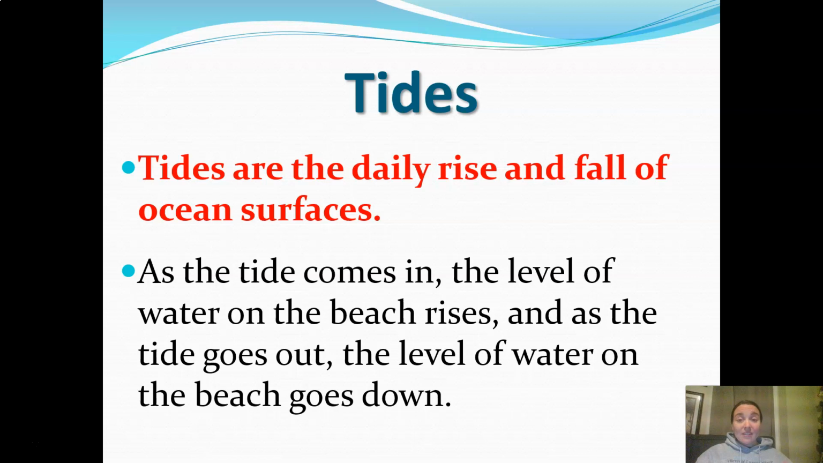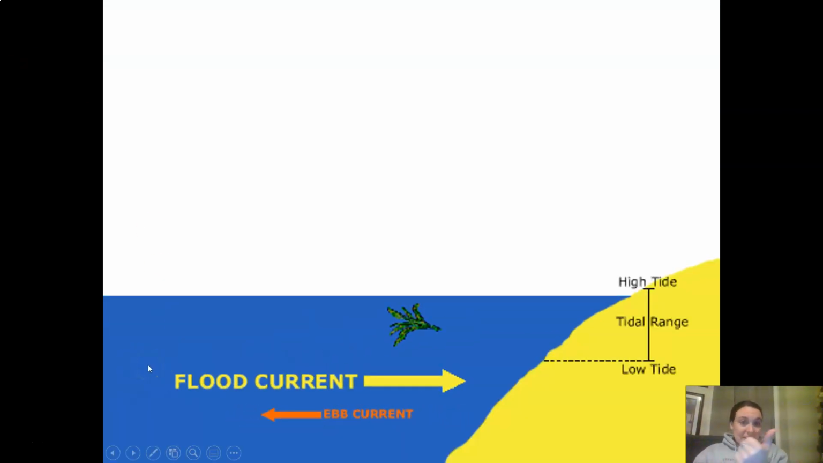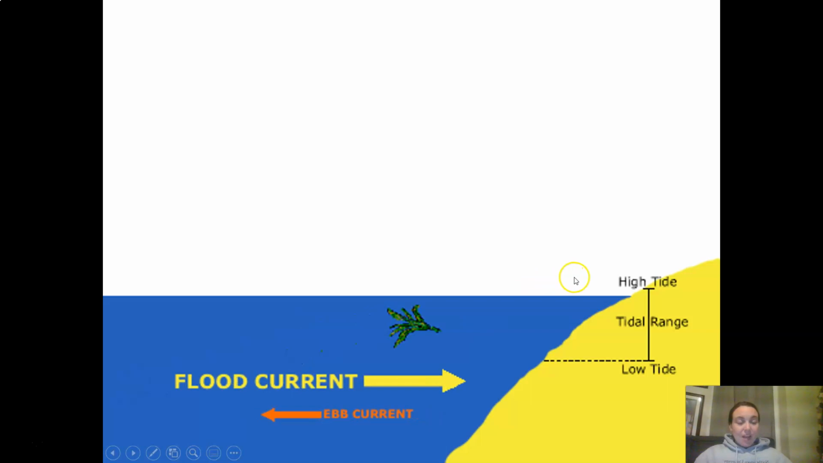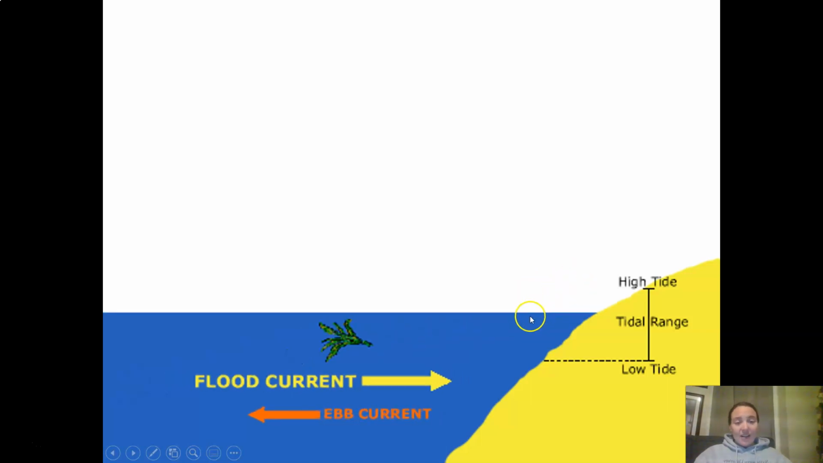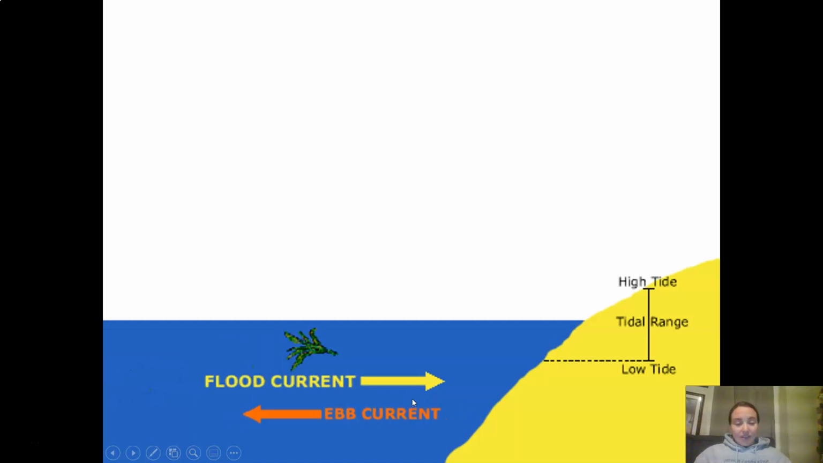What happens is the tide comes in, so the level of the water on the beach rises, and as the tide goes out, the level of the water on the beach goes down. As you can see, when the tide comes in, that yellow arrow, the height of the water goes up and stops at high tide, and it goes out and stops at low tide.